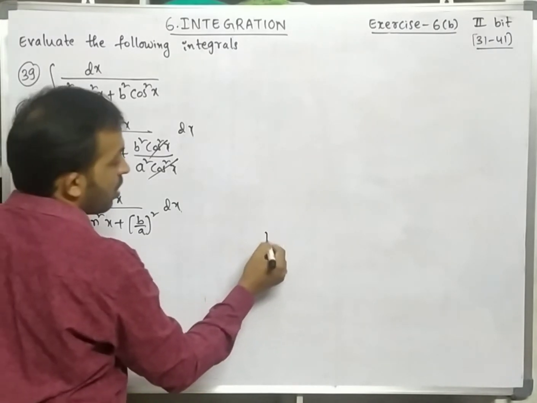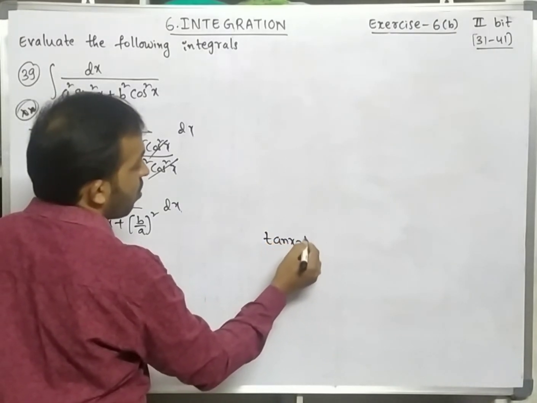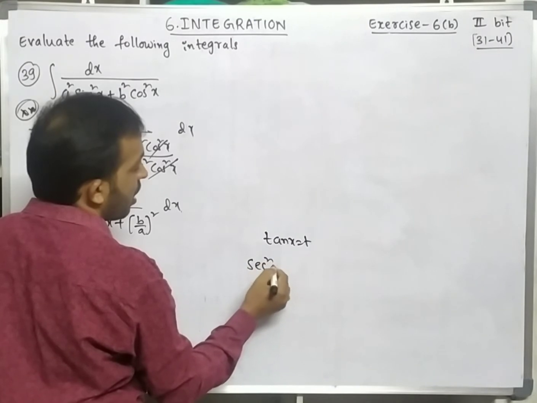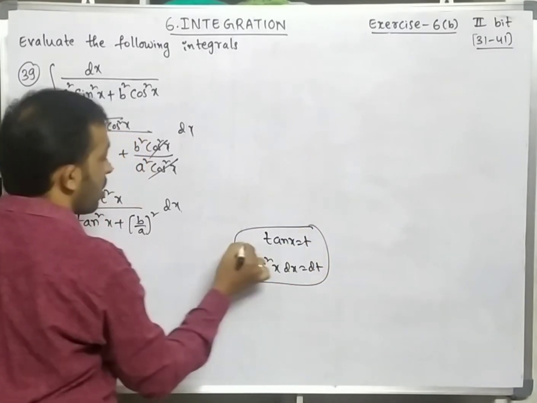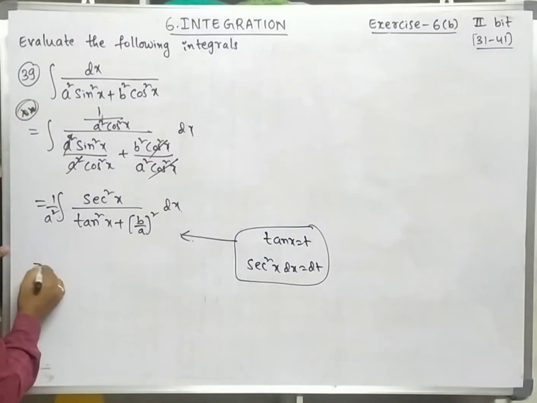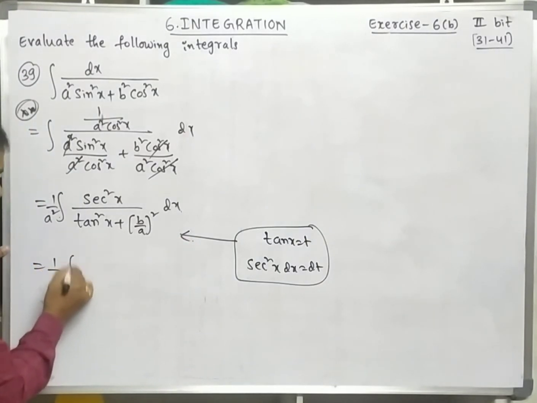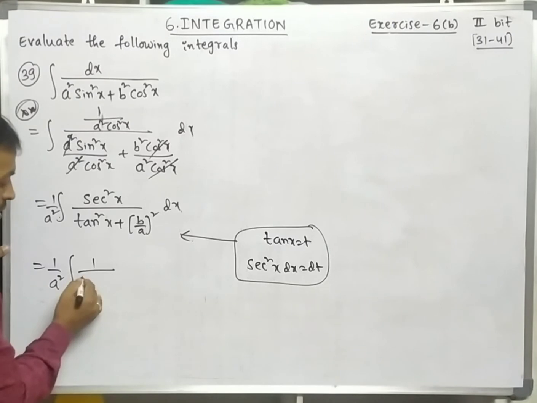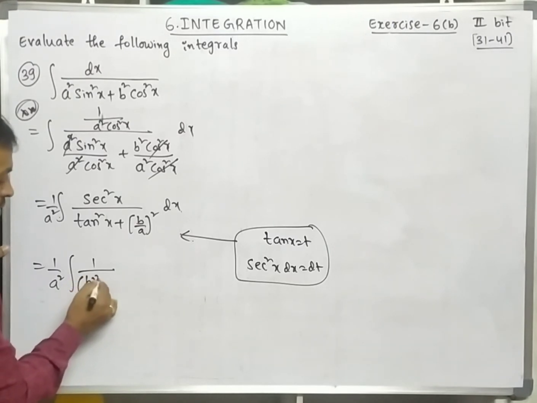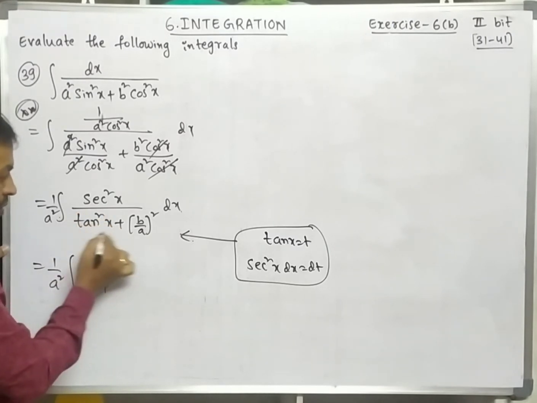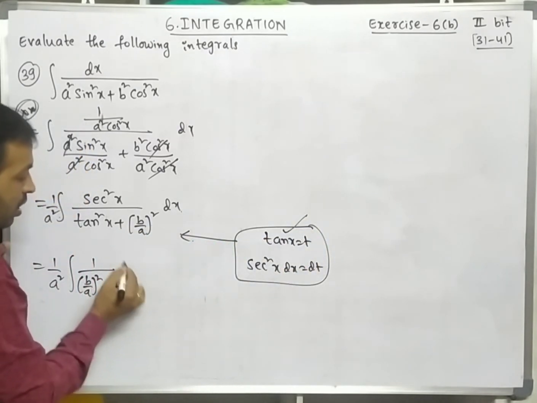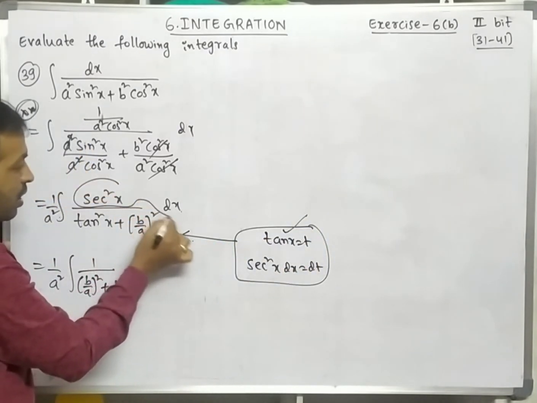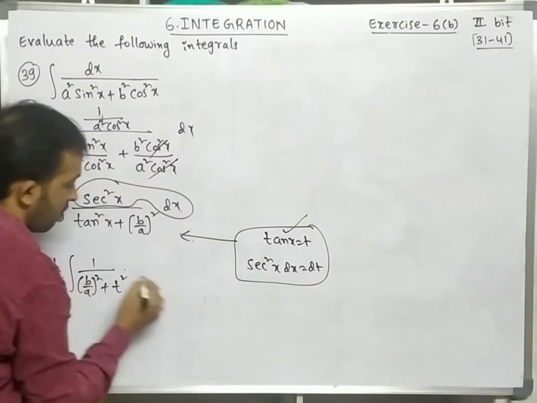Now substitution. Let us suppose tan x is equal to t, then secant square x dx is equal to dt. So this is a substitution. Then what happens? 1 by a square, 1 by b by a whole square plus tan square x. What is tan square x? t square, into secant square x dx, that is dt.